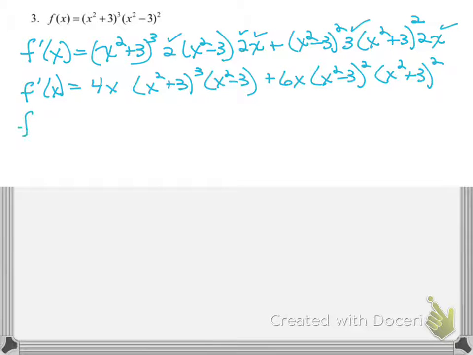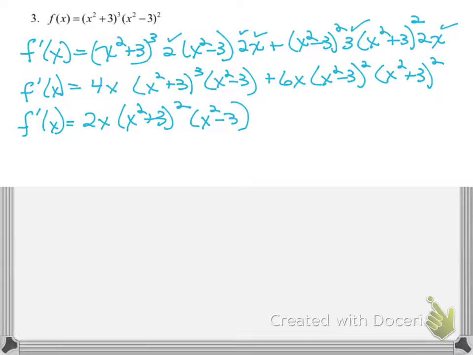Okay, next step is to start doing greatest common factor factoring. So look at the 4x and the 6x, and what they have in common is a 2x. Then I'm looking at the x squared plus 3, and I see the highest power in common is the second power. So x squared plus 3 squared, and then look at the x squared minus 3, and the highest power they have in common is the first power.